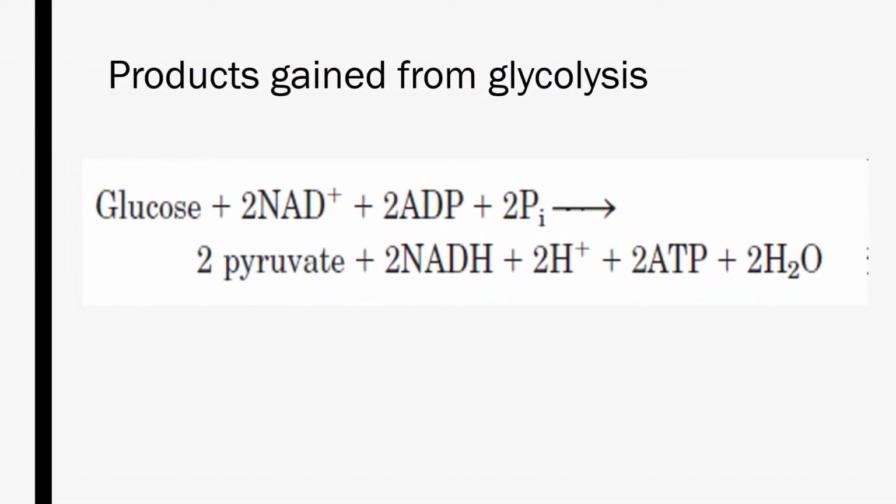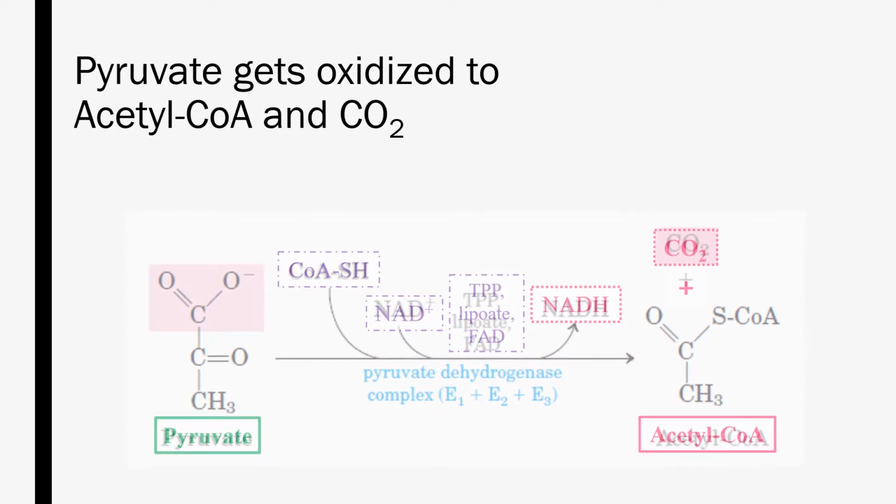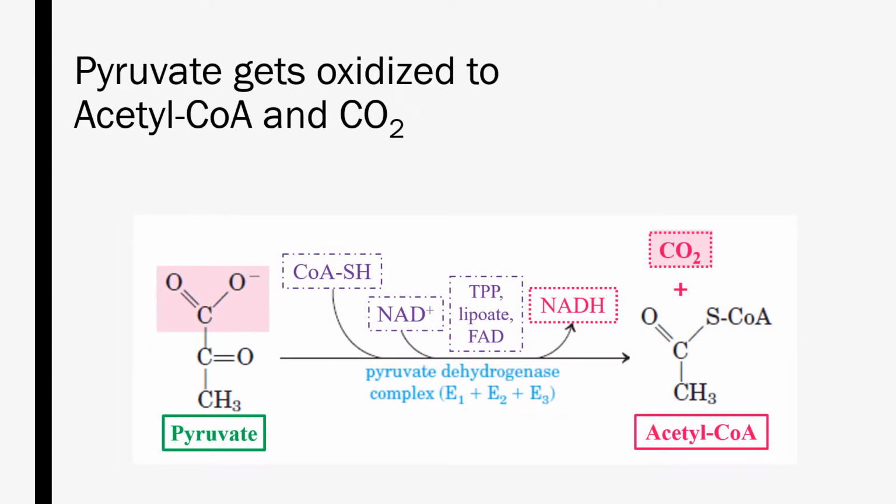Let's quickly review glycolysis, where glucose is converted through a series of reactions to produce 2 pyruvates, 2 NADH, and a couple of ATP. The resulting pyruvate is then converted to acetyl-CoA through oxidative decarboxylation, catalyzed by a multi-enzyme complex called pyruvate dehydrogenase complex, or PDH.